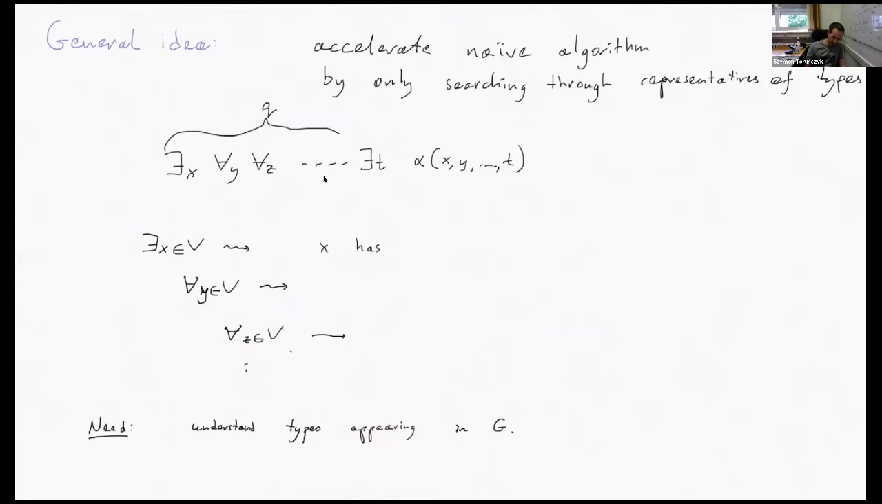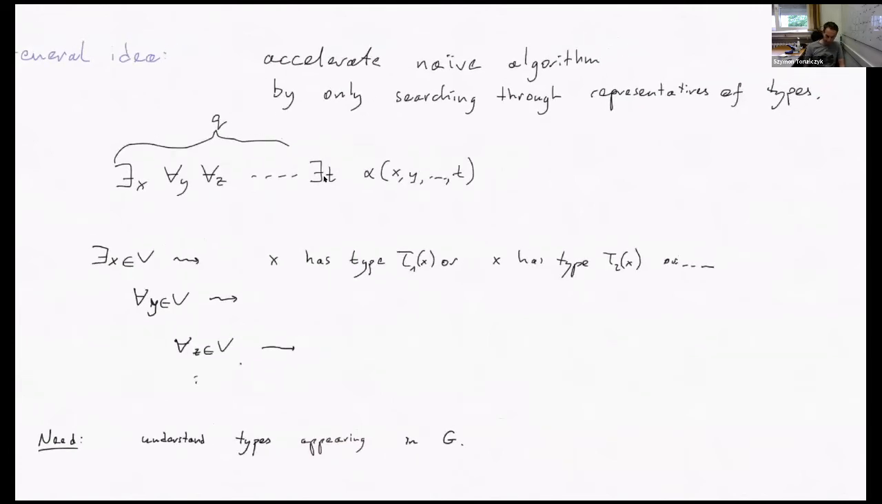X has type tau 1 of X, or X has type tau 2 of X, and so on. And if you know what the types are which can occur in your graph, and you can explicitly list those types, then you've decreased the range of this quantifier from ranging over all vertices to just a list of several options. Either X is of this type, or of this type, or of this type. And you can do the same thing for Y.